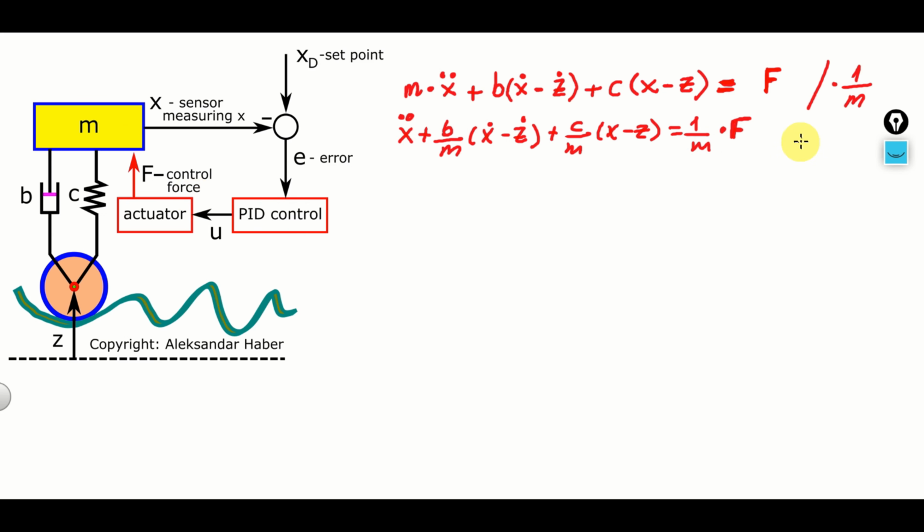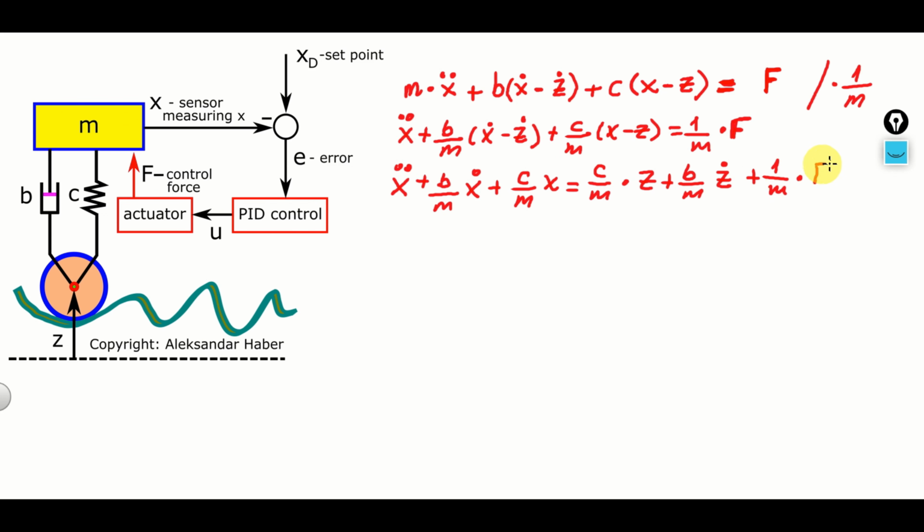Let's do that. From this equation it follows that x double dot plus b over m x dot plus c over m x is equal to, then on the right hand side we will have c over m multiplying z plus b over m multiplying z dot, and we will have plus 1 over m multiplying the force F. And this is our final equation of motion.